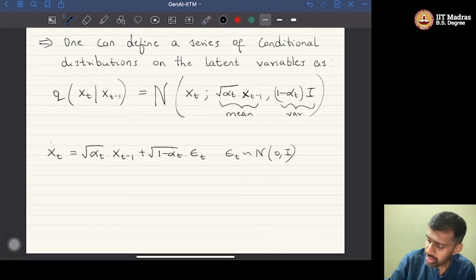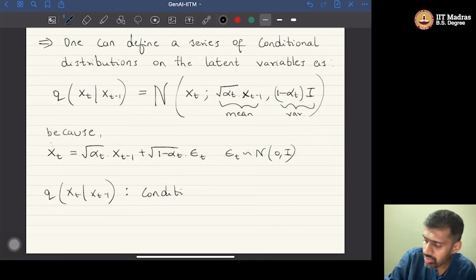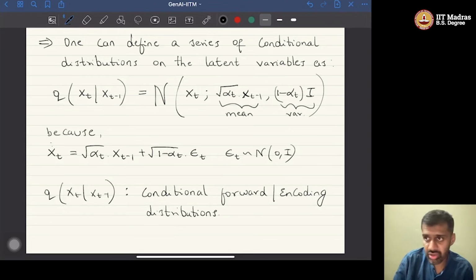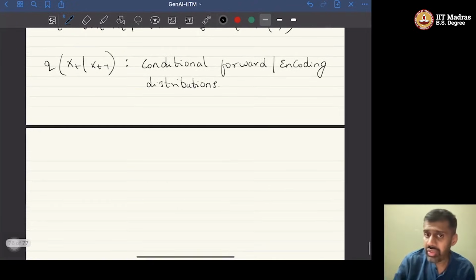Okay, so this is the definition of the forward process in a DDPM. And q of xt given xt minus 1 is called the conditional forward process, or the encoding distributions. There are t of them because at every t you can define a distribution this way. Then what do we need? We have the fixed encoding distribution now, which is fully defined.